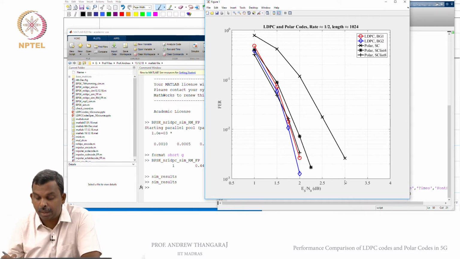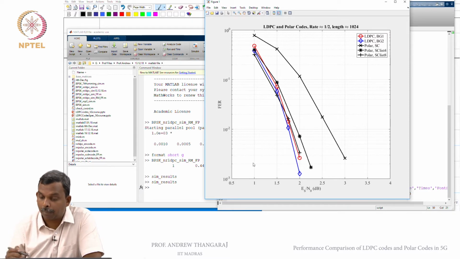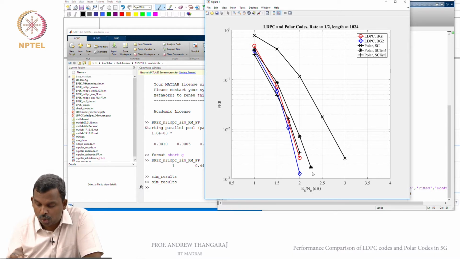Okay, so at 3 dB only it comes to around 10 power minus 3 frame error rate. 10 power minus 3 frame error rate is a good target to have for simulations. It's not too bad. If you do polar code with successive cancellation list decoding with list size 4, you improve significantly. This star plot mark is that one. Around 2.1 dB or so, you're getting 10 power minus 3.